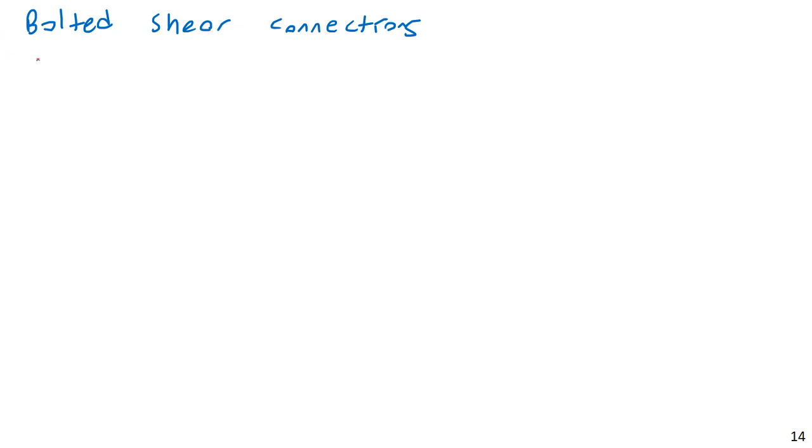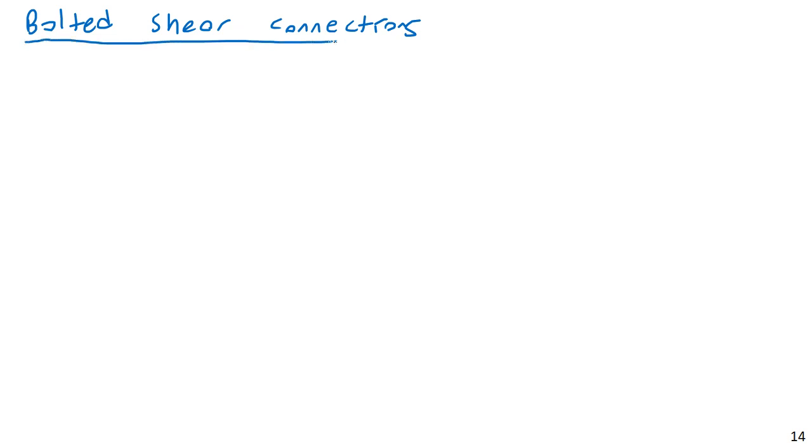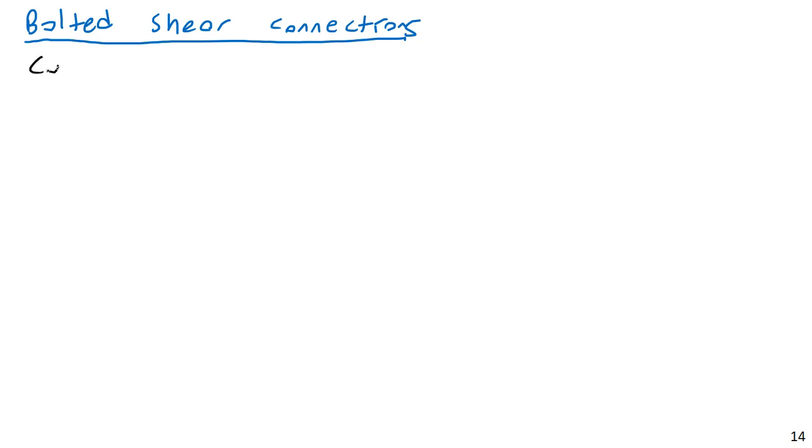Bolted shear connections. Okay. So the first thing I'd like to look at is failure modes, and I'd like to look at the two different lap splice connections. So this video is going to be focusing on failure modes of shear connections. So consider the two possible lap splice connections.